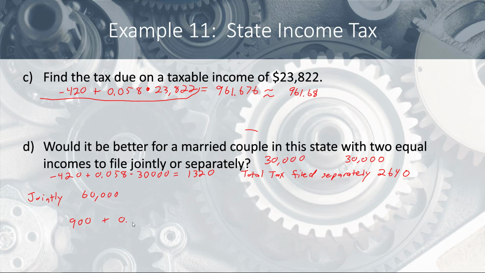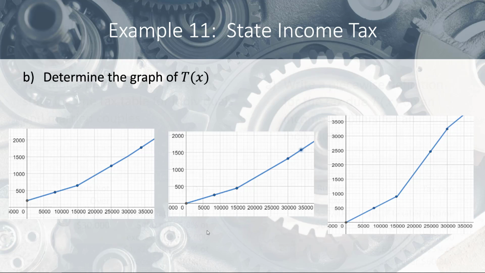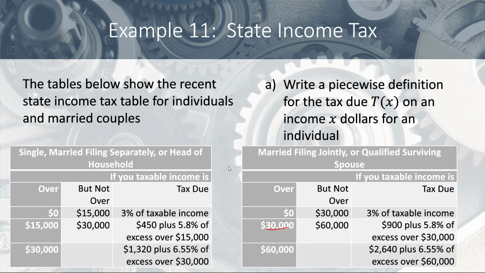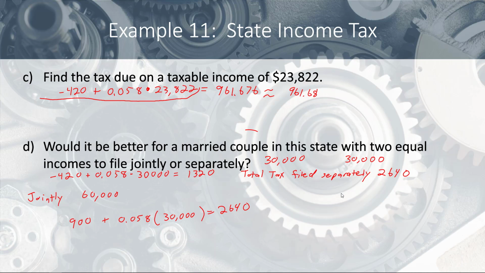So in our particular case, we are going to pay $900 plus 0.058, that's 5.8%, for every dollar over $30,000, which in our case will be $30,000. And that will give us $2,640. So based upon these tax tables, there is no difference if a couple files separately or if a couple files jointly. They will have to pay the exact same tax as you see here. So if this comes up, oh, and yes it will, the answer you want to choose is that it does not matter.